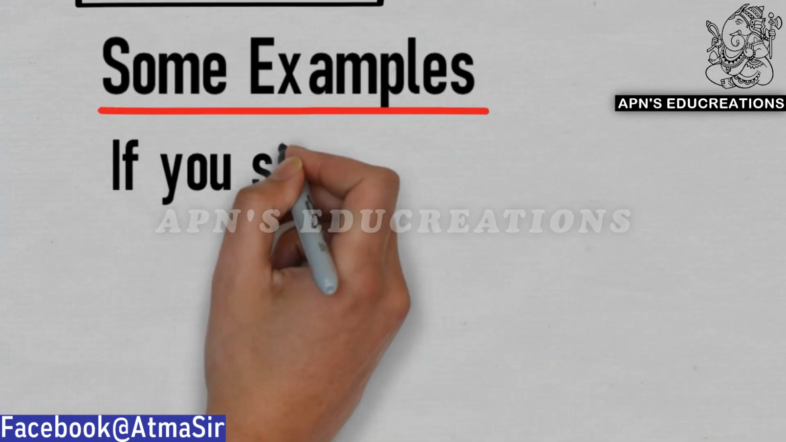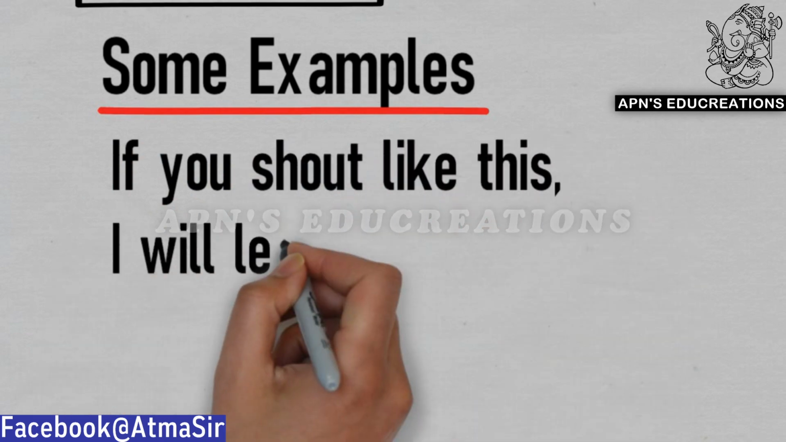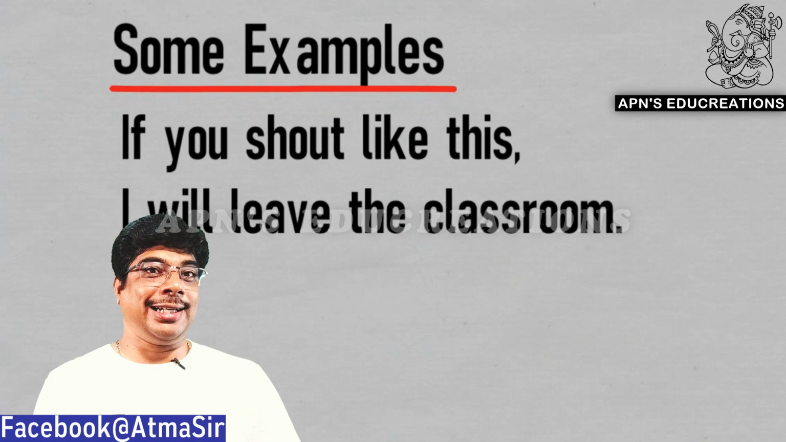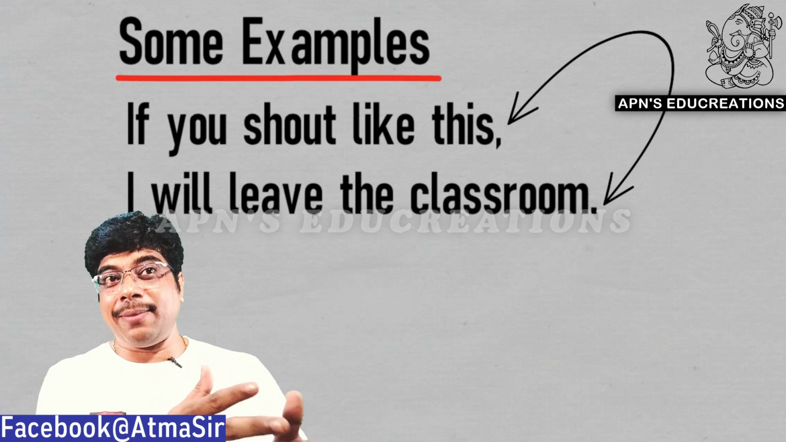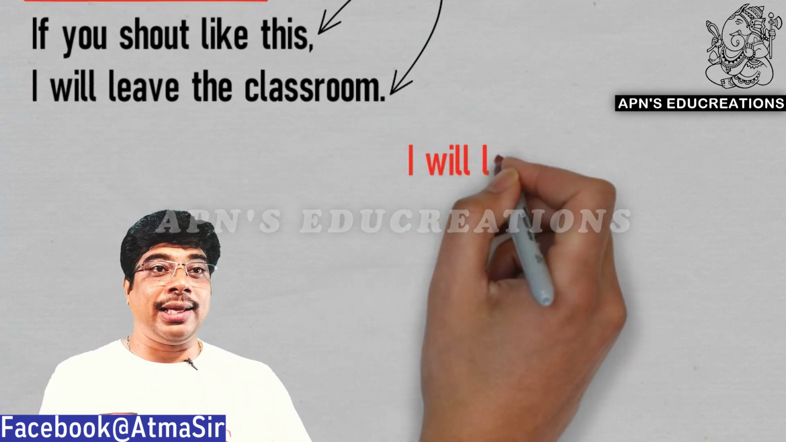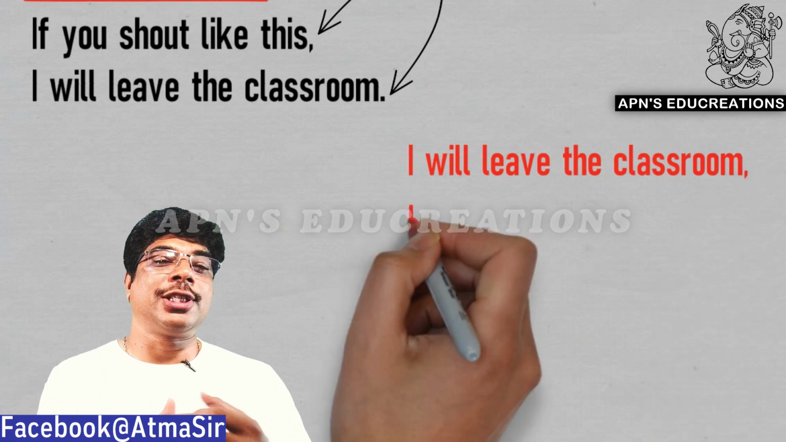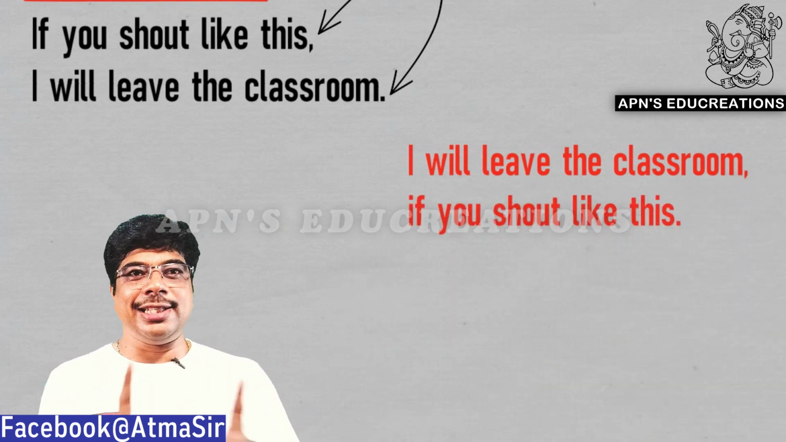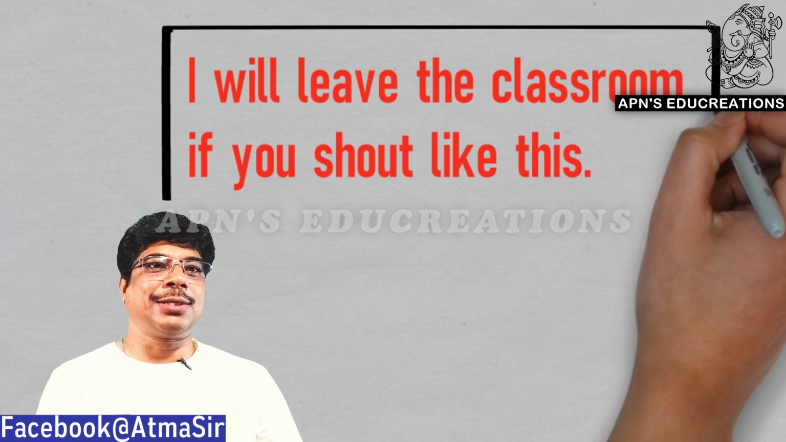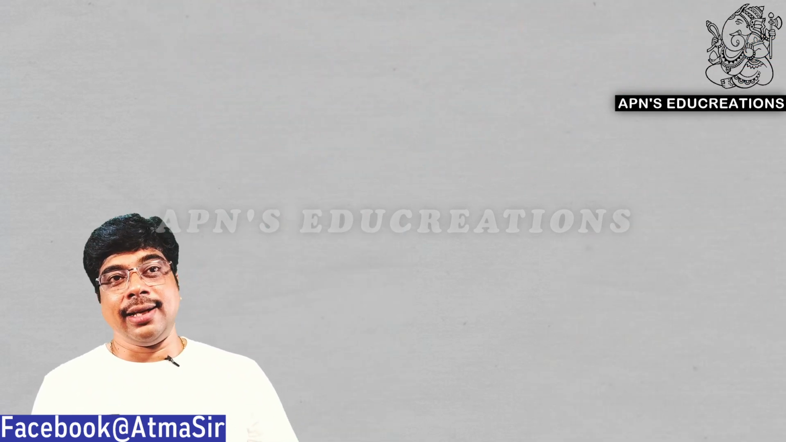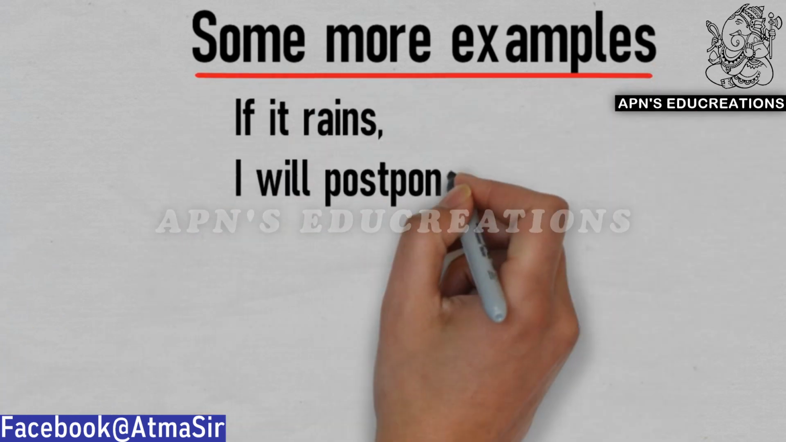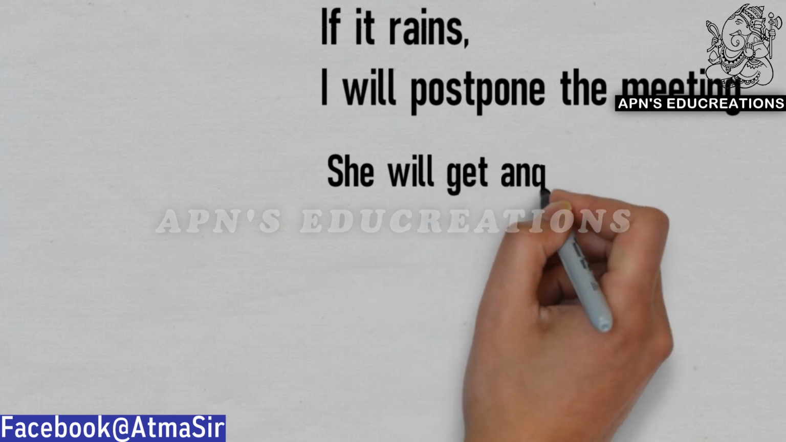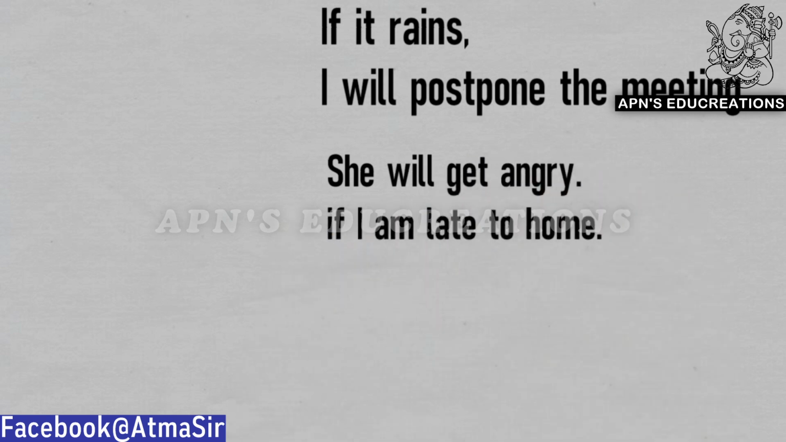If you shout like this, I will leave the classroom. In a conditional sentence, you can change the order of the clauses. You can also say the same sentence like this: I will leave the classroom if you shout like this. This interchangeableness is permissible. Let us take some more examples. If it rains, I will postpone the meeting. She will get angry if I am late to home. All these conditions are real conditions.